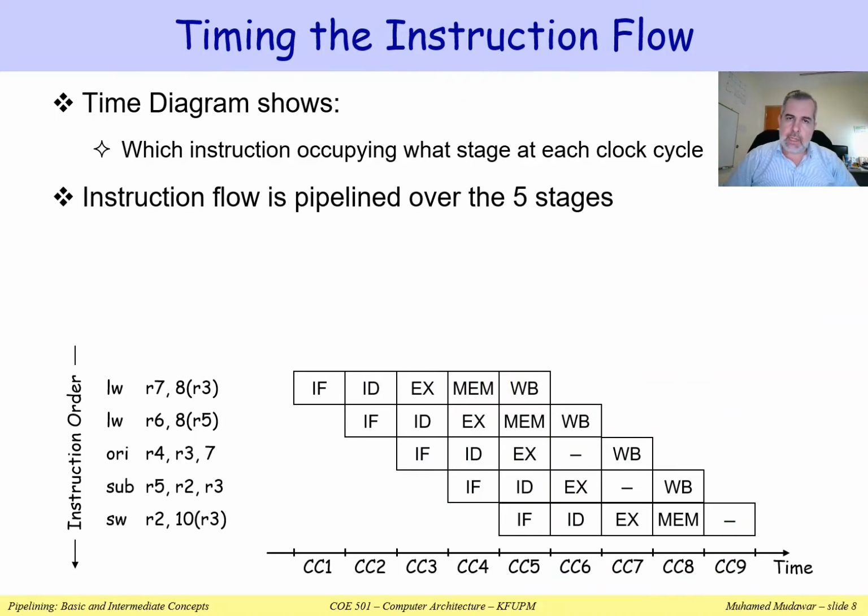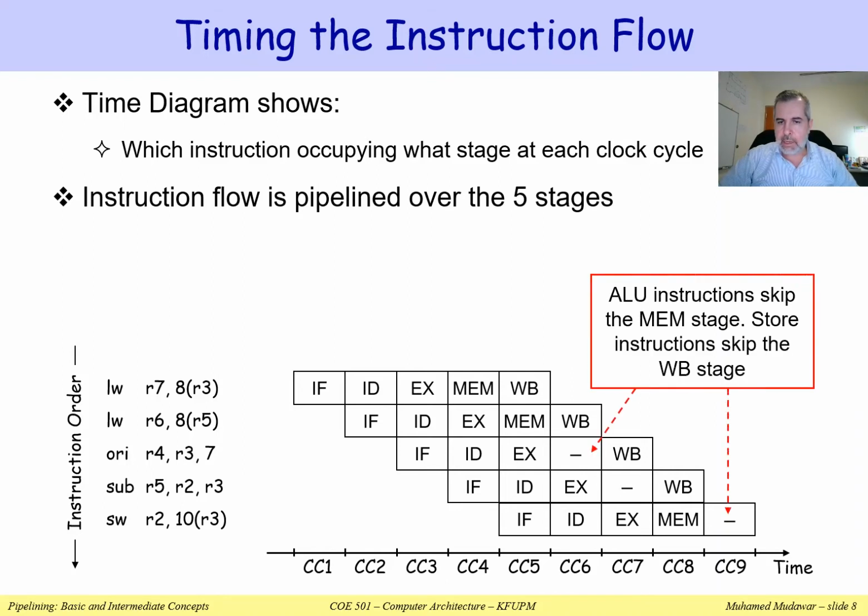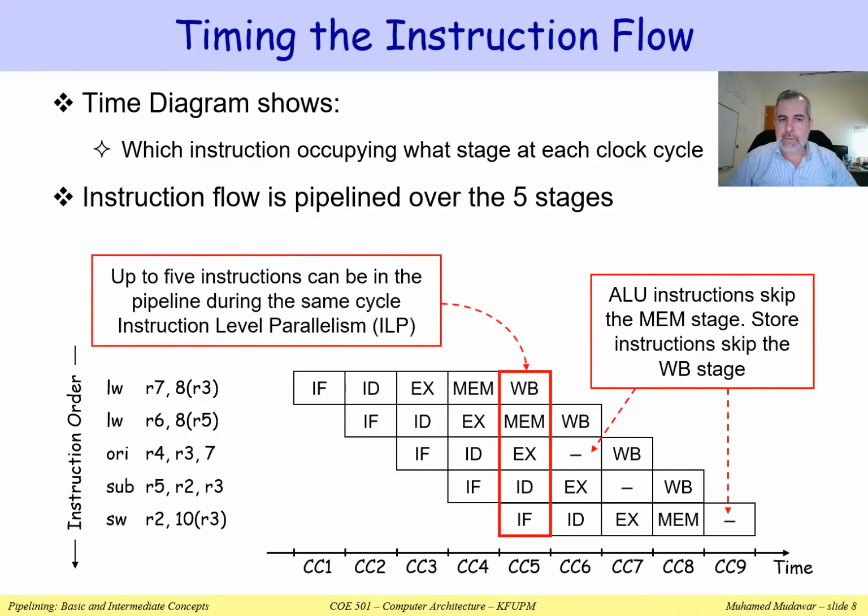This shows the timing of the instructions. So I can actually draw, again, the horizontal axis is the time axis, which is shown in clock cycles. And the vertical axis is showing the instructions in program order. So this will show the instruction flow over the 5 stages. For example, you can focus on a given clock cycle, like clock cycle number 5. You can see that we have 5 instructions. As soon as we have filled the pipeline, we have 5 instructions in the pipeline during the same clock cycle.